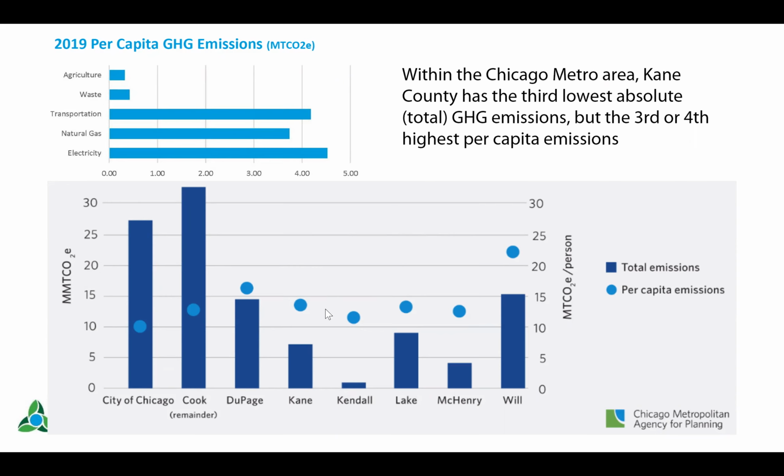CMAP did this wonderful little chart here that shows the heavy blue bars are the total emissions by county. You can see that Kane is in the lower portion, about the third lowest or so, but these blue dots are per capita, and the per capita is about the third or fourth highest. So it just illustrates that in terms of overall aggregate emissions, Kane County is smaller than a number of the other metro counties, but on a per capita basis, we're punching at a higher weight. The good news is that means there are things we can do about that. We can learn from that and focus on how we might make change.